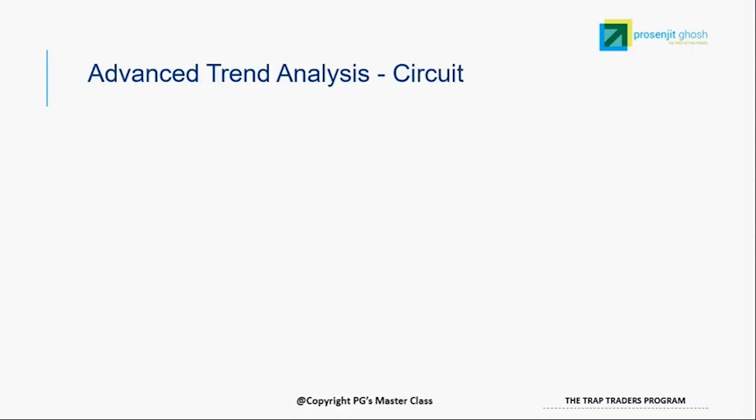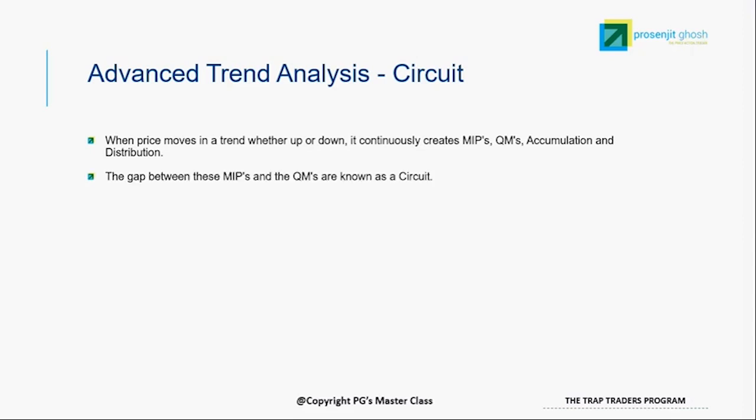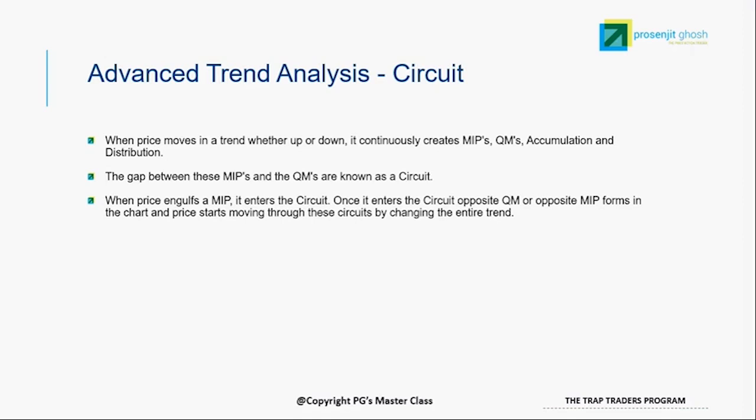So let us learn something called advanced trend analysis, or circuit. When price moves in a trend, whether up or down, it continuously creates MIPs, QMs, accumulation and distribution. The gap between these MIPs and QMs is known as a circuit. When price engulfs a MIP, it enters this circuit.